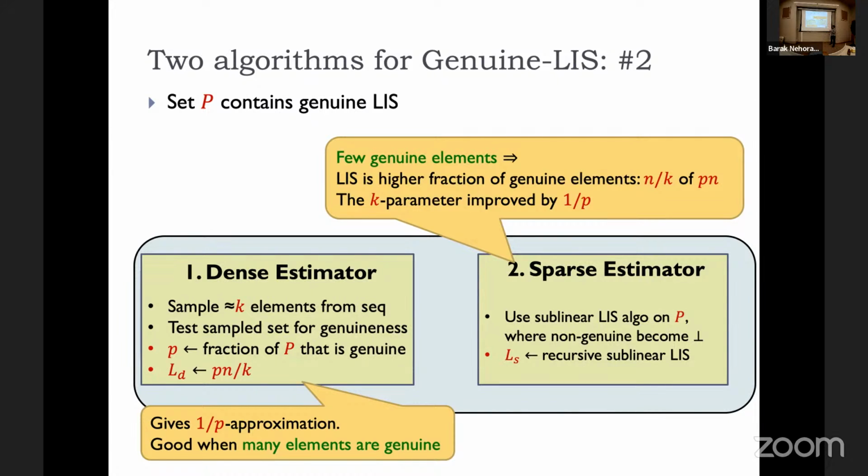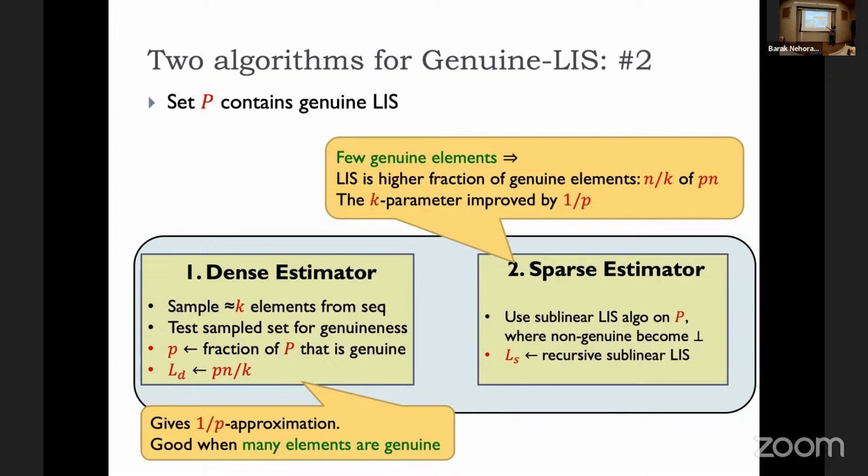If the number of genuine elements is very low, and we're still looking for an LIS of length n by p, then among the genuine elements, the Genuine-LIS becomes a much higher fraction. This means that when we recurse, we're solving a much easier problem, where instead of finding an LIS of fraction 1 over k, fractionally the LIS is much higher. This becomes a simple problem.